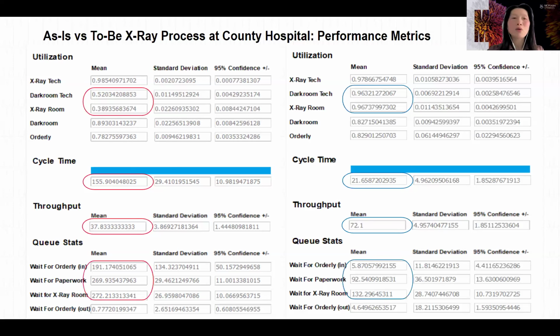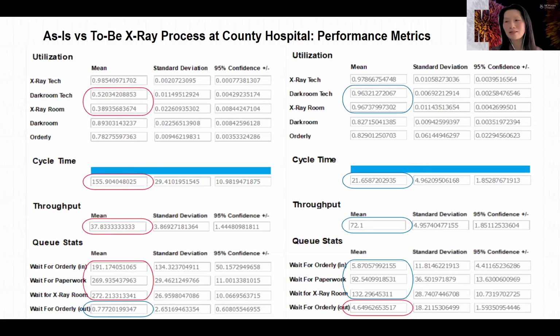And finally is the queue stats. Early on, we identified that from the patient perspective, the waitings are very long. And for those two very long waitings, you can see they're dramatically reduced. And for the last one, the wait for orderly out is increased a little bit, but still it's within an acceptable range. So that's basically the whole process that we go through.